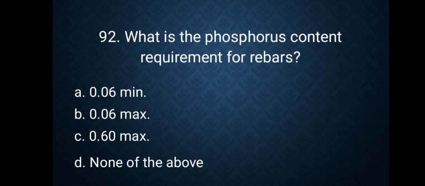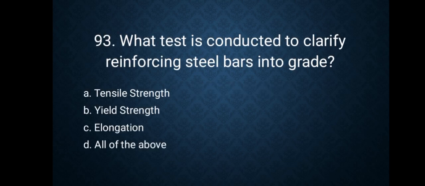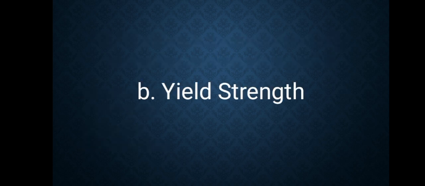What is the phosphorus content requirement for rebars? So the answer of that is B, 0.06 max. What test is conducted to classify reinforcing steel bars into the grid? A, tensile strength, B, yield strength, C, elongation, D, all of the above. So, ang answer niya is B, yield strength. Yield strength ang kanyang answer.